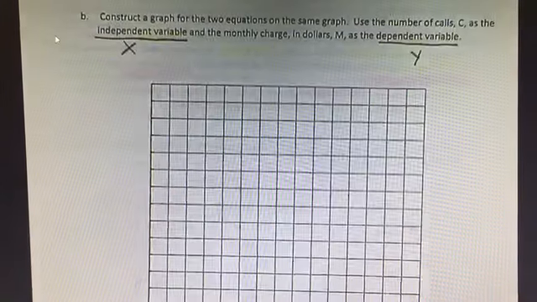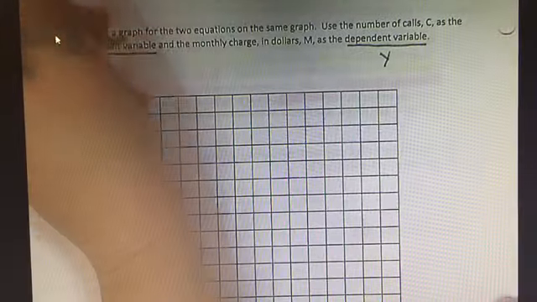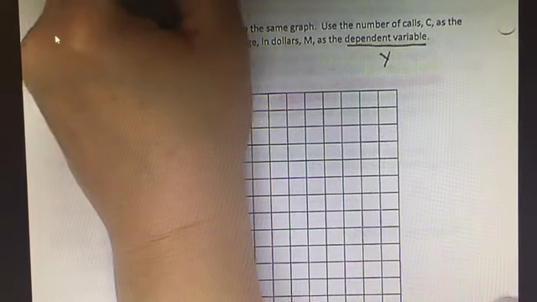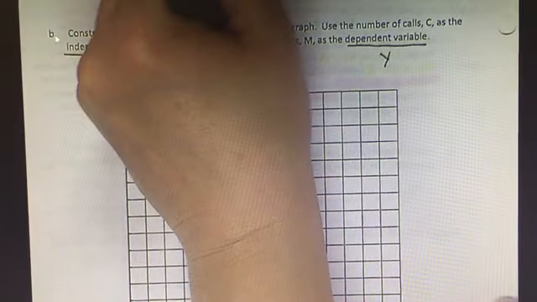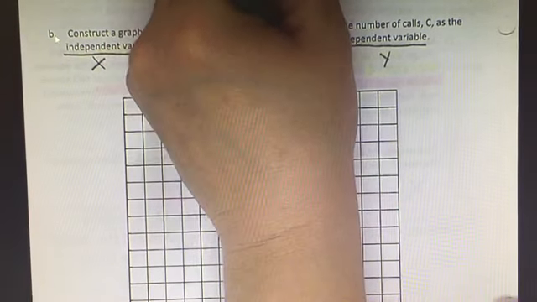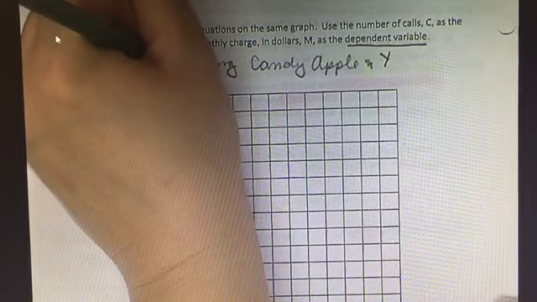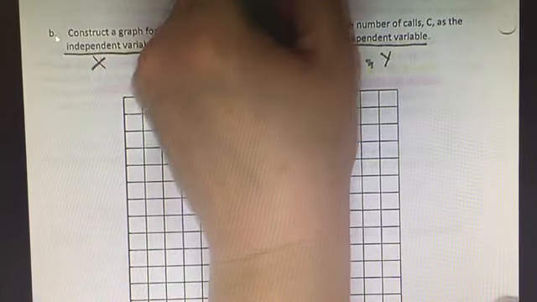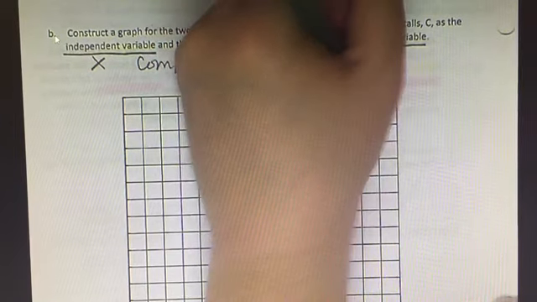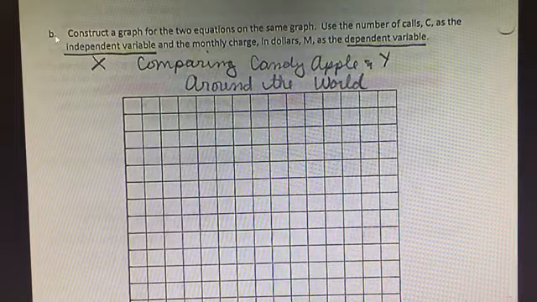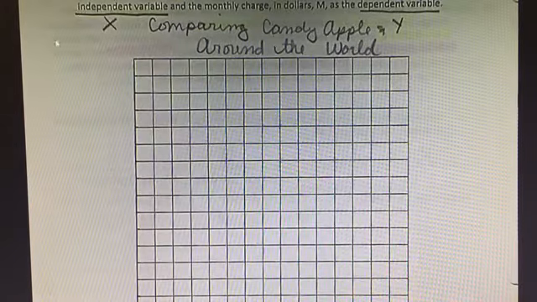Okay, so we can just make a really simple title. All we're doing is comparing two phone companies. So we are comparing Candy Apple and Around the World. Okay, so pretty simple title. It just tells us what's going on in the table that we have.